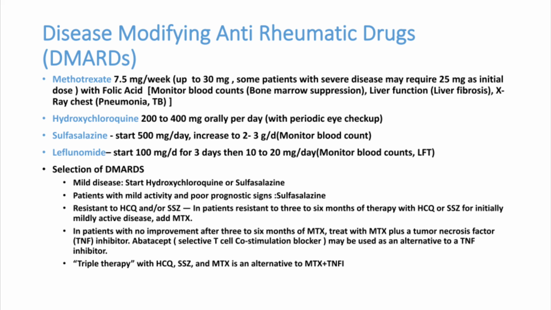Even rheumatoid arthritis itself can produce lung fibrosis. So always, when we are treating the patient with methotrexate, at least every 6 months take a chest x-ray or auscultate properly for lung crepitations.